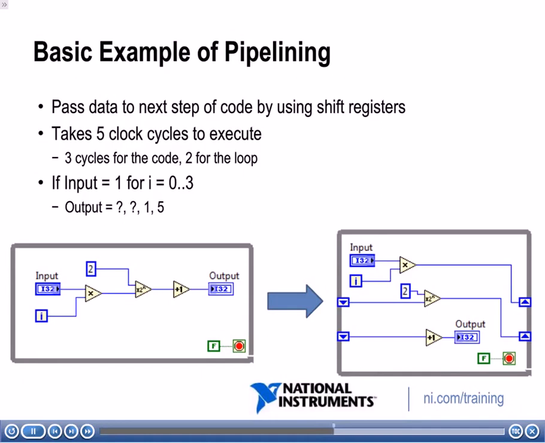So if we look at that third bullet now, let's say we have an input of 1 for iterations 0, 1, 2, and 3. Well, if you look at the output, the first 2 outputs are not going to be valid data because the original data has not propagated down to that bottom shift register yet. So you're going to have to wait until the third iteration of this while loop for that first valid output, which is 1 and then 5.